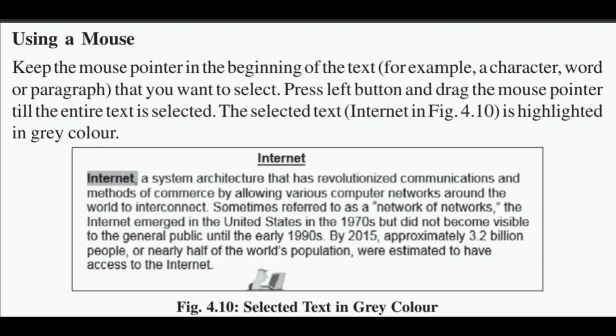So you can find in figure 4.10 that the word "internet" is highlighted. It is done by dragging. First you have to point the cursor with your mouse and click the left button and drag the mouse pointer so that the word, or the alphabet, will be highlighted.